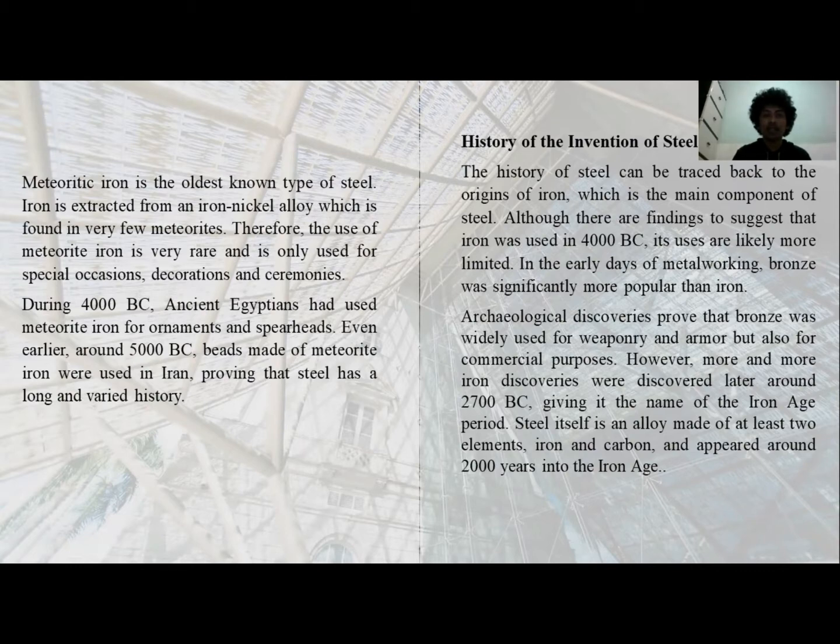Ancient Egyptians used meteorite iron for ornaments and spearheads. Even earlier, around 5000 BC, beads made of meteorite iron were used in Iran, proving that steel has a long and varied history. Okay, the next part will be explained by Viona.